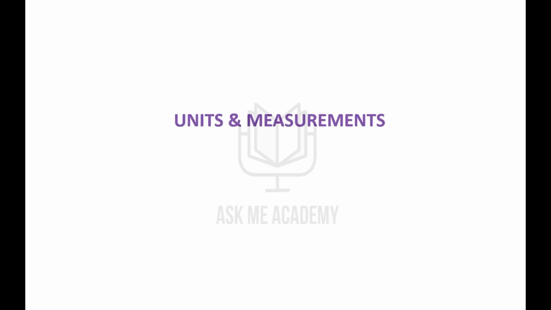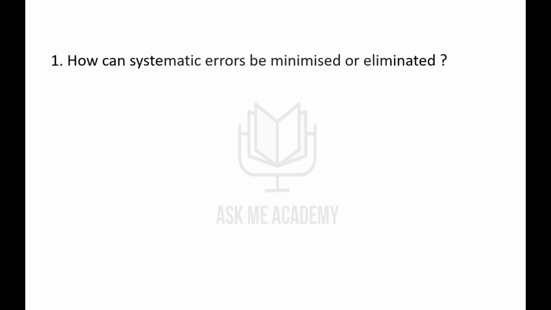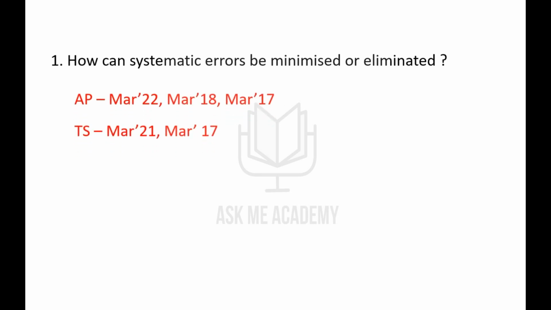The next chapter comes units and measurements. From this also you will be getting 2 marks, very short answer questions. Let us see the questions now. How can systematic errors be minimized or eliminated? This was asked 3 times in AP and 2 times in Telangana.